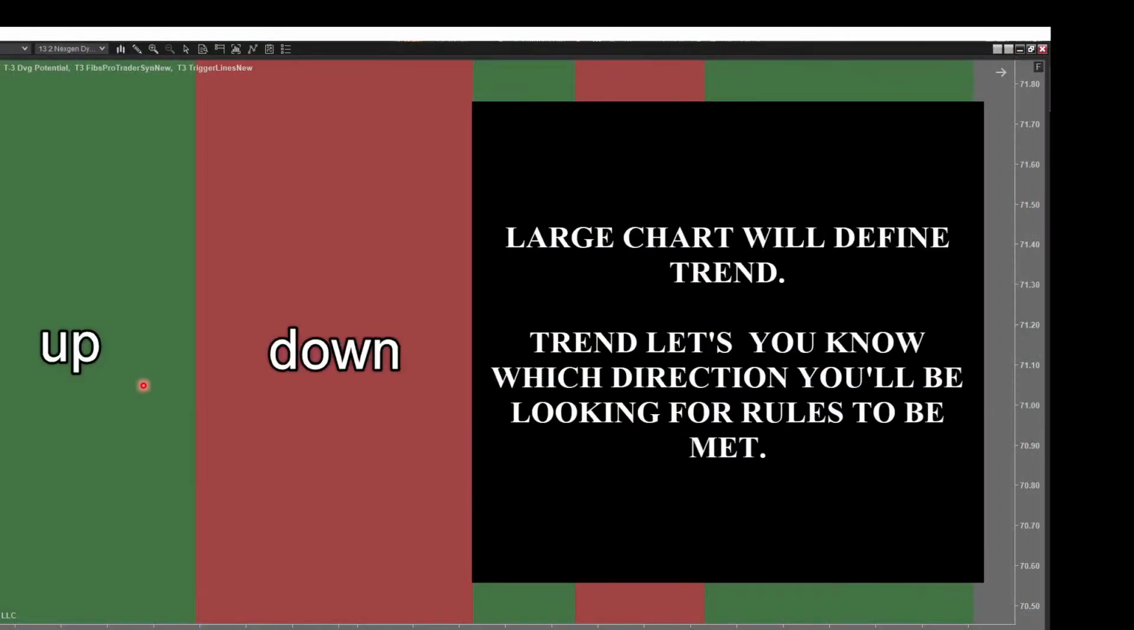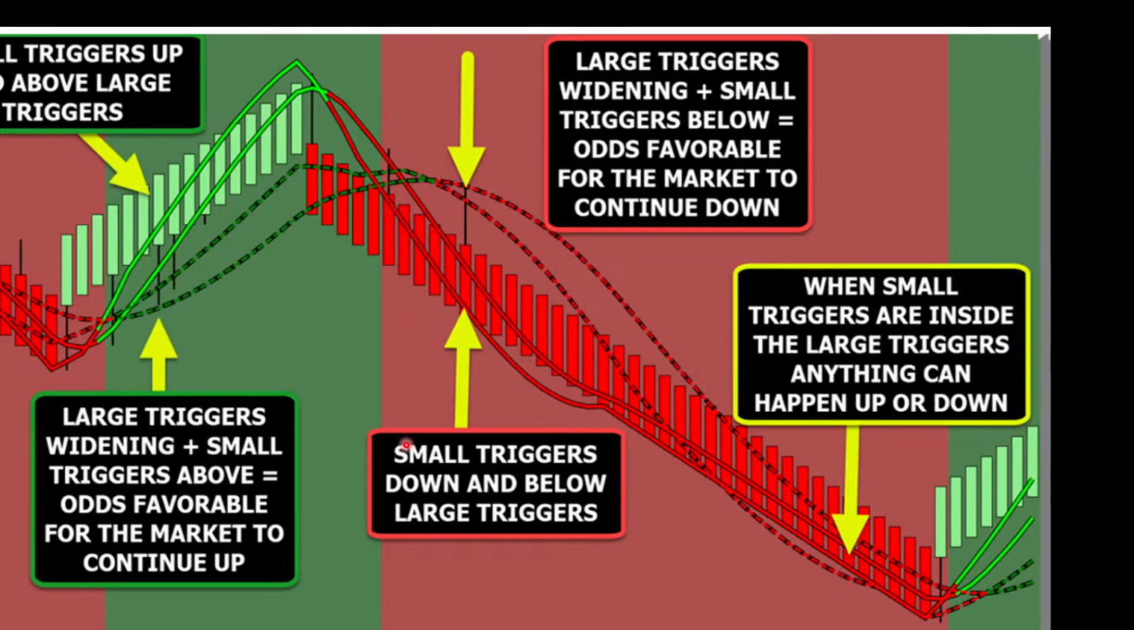So trend is the easiest lesson you'll ever get. It's either green or red behind that first bar. If it's green, the market's going up. Your job is to look for rules to be met for high probability trend trades long. If it's red, the market's going down. Your job is to look for rules to be met for high probability trend trades short. And then the only way you can have strong triggers is to trade with the trend. How cool is that? How easy is that? The trend is your friend.